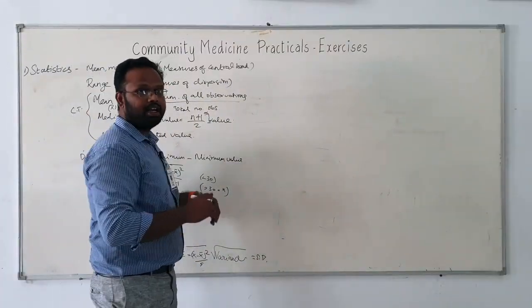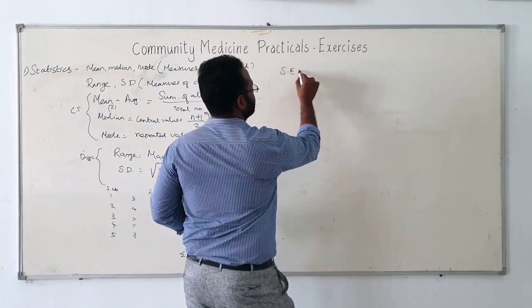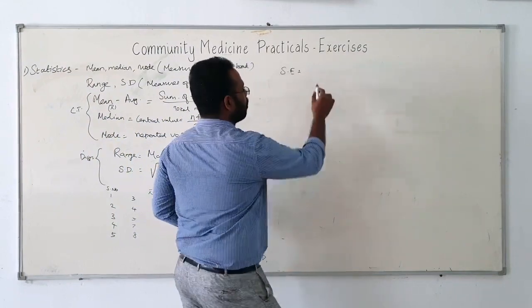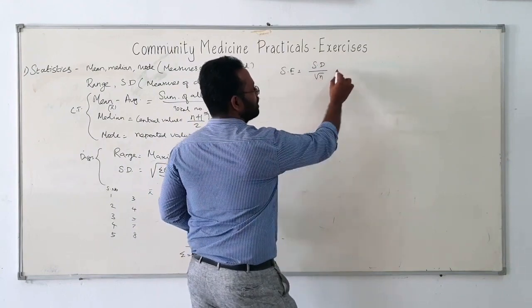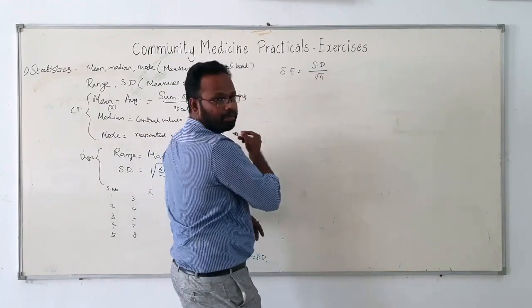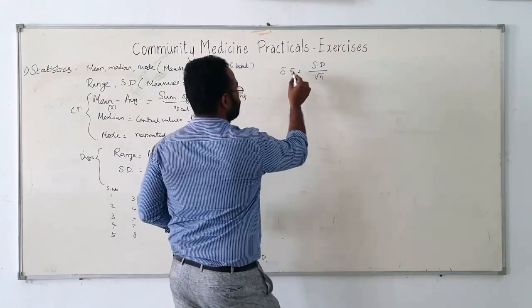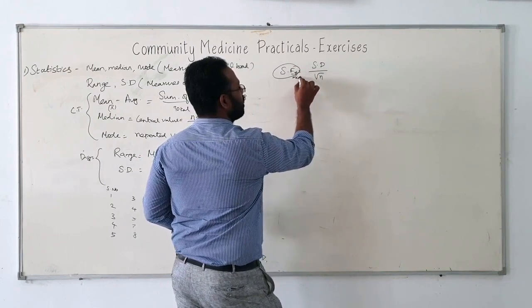Now from this we can calculate some more. That is standard error. Standard error is given by the formula standard deviation divided by root of n, where n is the sample size. This is the standard error of mean.